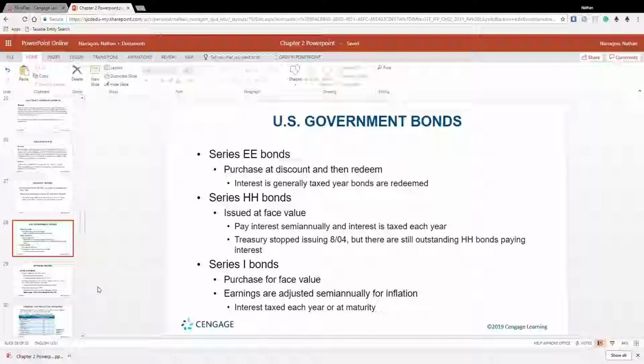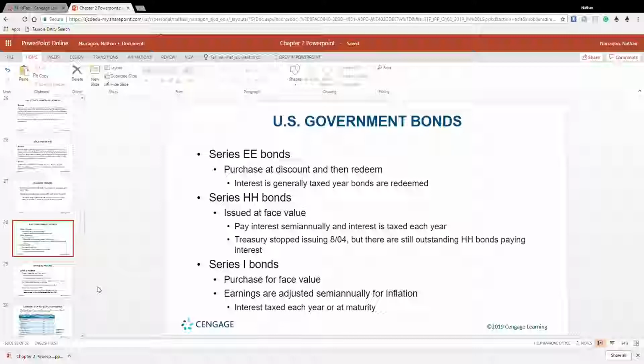HH bonds are ones that are issued at face value, but they pay interest semi-annually, and interest is taxed each year. The Treasury stopped issuing these, it looks like in August of 2004, but there are still outstanding HH bonds that are paying interest. They haven't redeemed all their HH bonds, so double H bonds. So be wary. Always watch out for double E and double H.